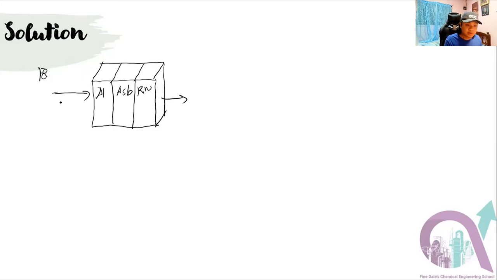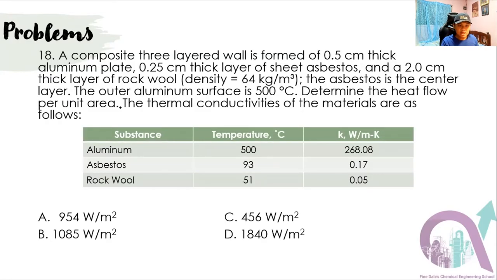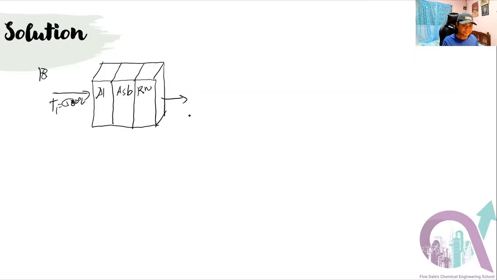So we have 500 degrees Celsius here. The AL is aluminum, ASB is asbestos, and RW is the rock wool. Then we will name each of these. So we have T4, I think, T3. The T1, let's just assume that this aluminum itself is 500 degrees Celsius. So at this point it's also T1, then T2, so T3 here. RW is T3.